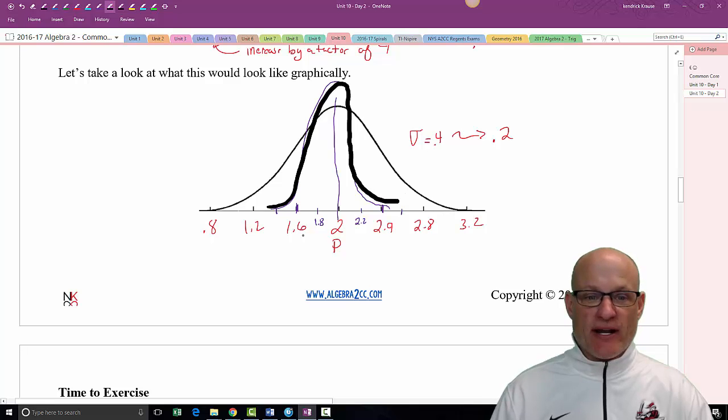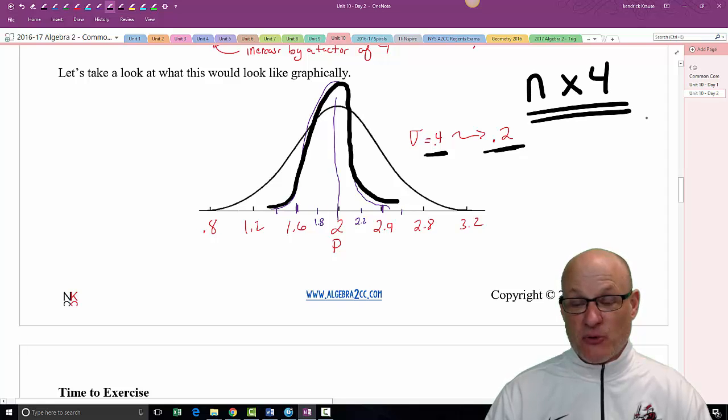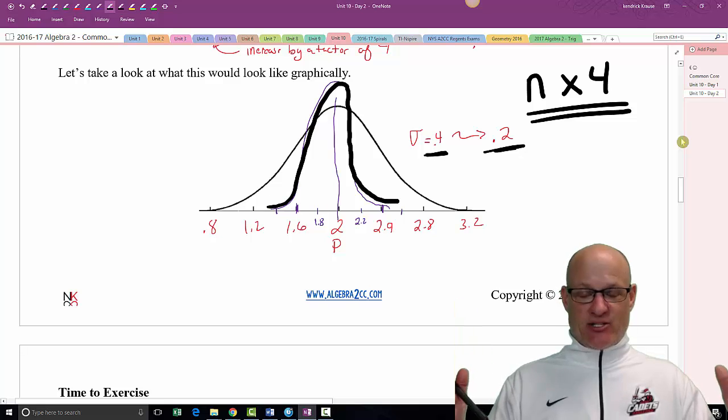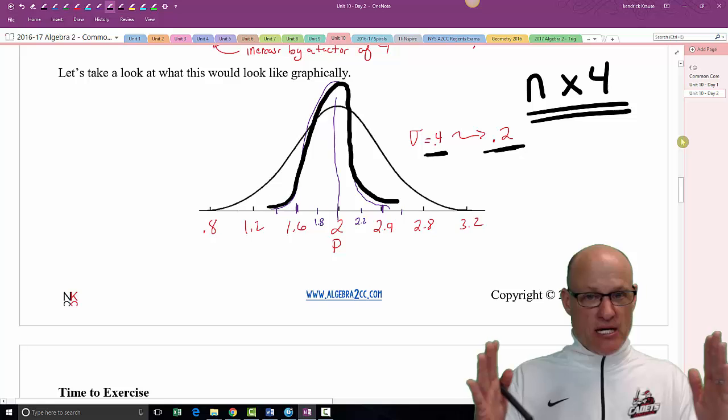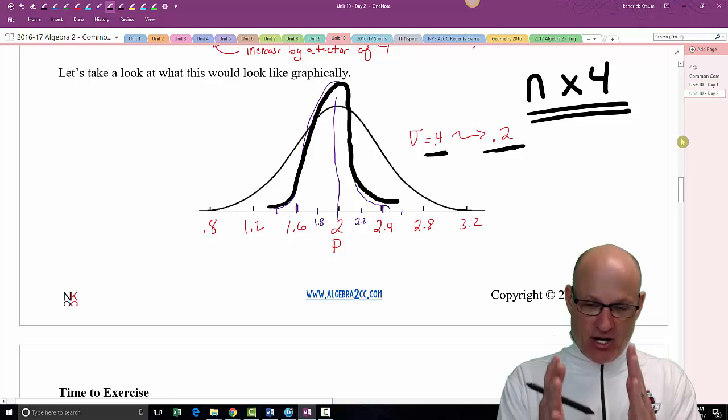So it's not as spread out. By decreasing the standard deviation, and to cut the standard deviation in half, n has to get multiplied by a factor of 4. I've taken a standard deviation that was this wide. By increasing my n value by a factor of 4, I've cut it in half. That means I've got better accuracy. I can make a better prediction on what's going on.